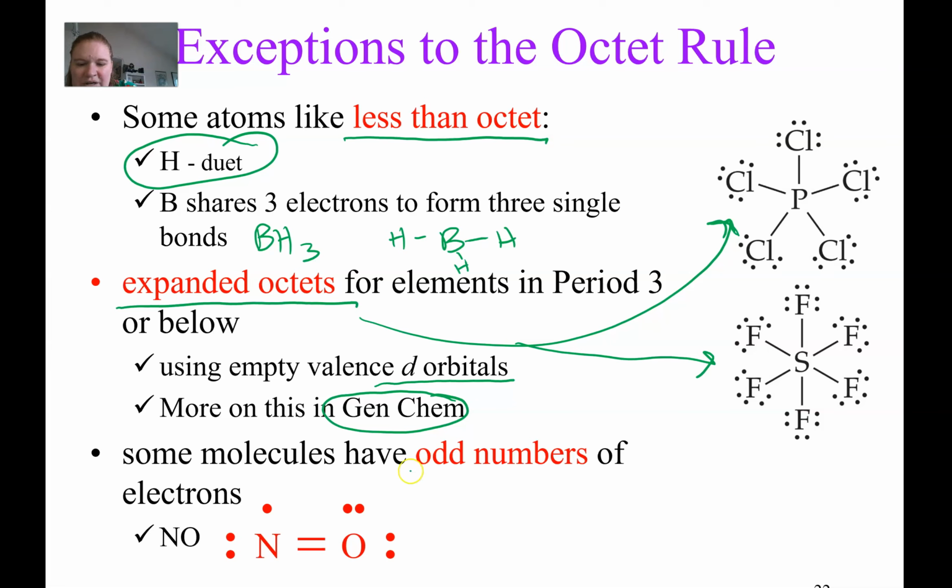And then the last one is an odd number of electrons. So you might have noticed that everything we talked about in those example problems had an even number of electrons, but with NO here, nitrogen has 5 valence electrons and oxygen has 6, so we get 11. 2, 4, 6, 8, 10, 11. You're never going to be able to get a full octet with an odd number. So nitrogen has 2, 4, 6, 7. If we shared another pair, it would have 9. So it can't have the 8. It would either have 7 or 9. So it's not common. In fact, an unpaired electron like this is called a radical.